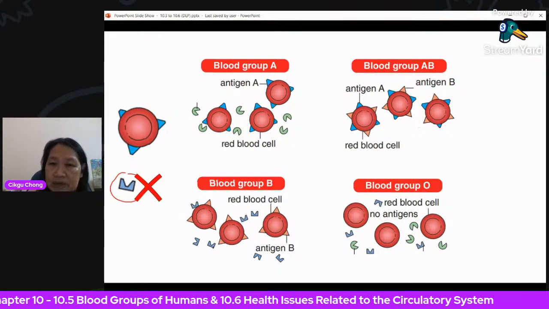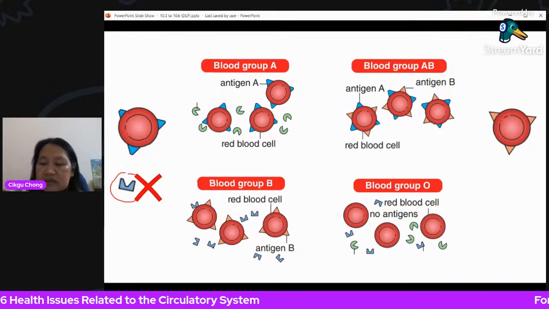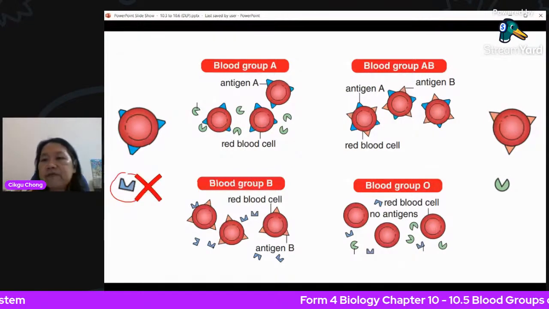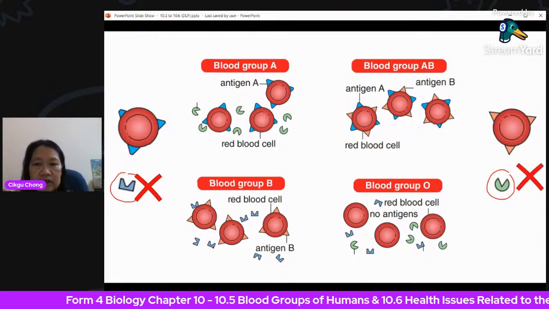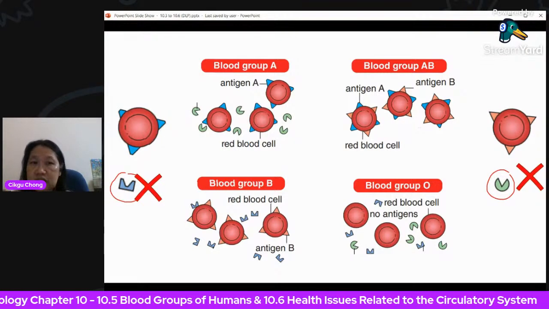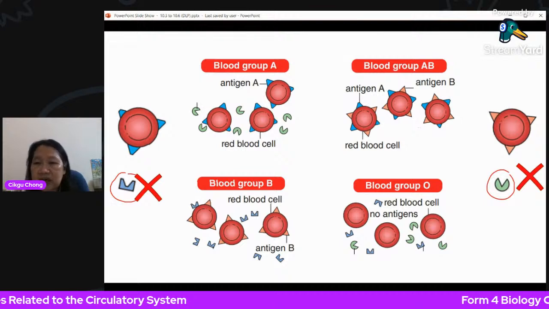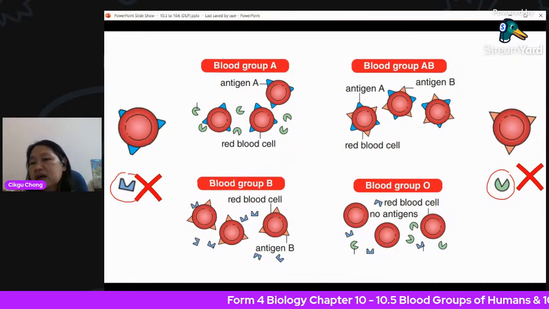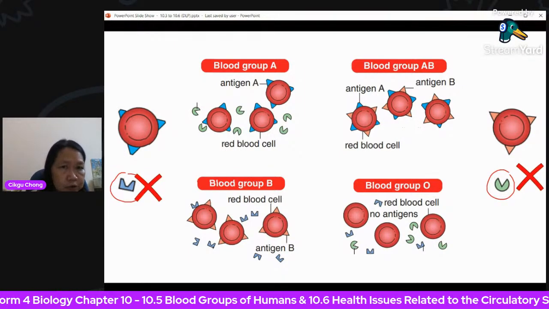Similarly, you see your antigen B, the one with the orange triangle. It cannot have the antibody for B. You see the shape matches. This is antibody B. So this person who has antigen B must not have antibody B. In other words, they should not meet. Antigen cannot meet the antibody. If that happens, again, the same thing, it will bind together and cause the clumping of the blood.